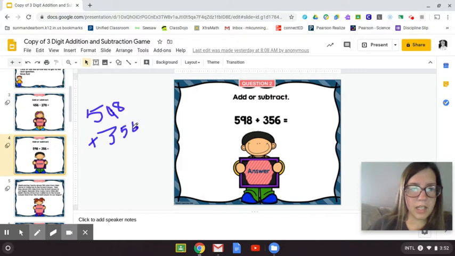All right. 8 plus 6 is 14, but we all know in the ones place we cannot write 14. We can only write 4. So we're going to carry this 1 over and add it into our tens place. So 1 plus 9 is 10, and 10 plus 5 is 15.